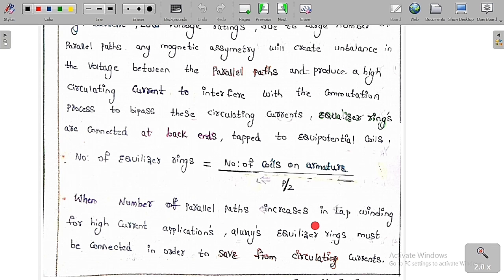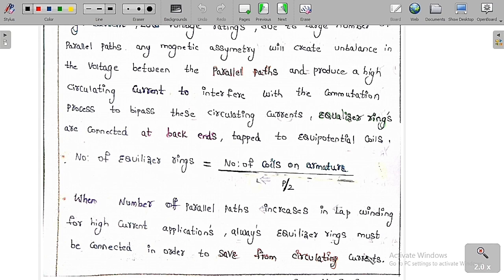When the number of parallel paths increases in lap winding, for high current applications, equalizer rings must always be connected in order to save the windings from circulating currents.